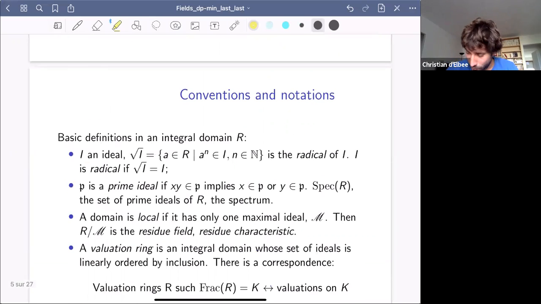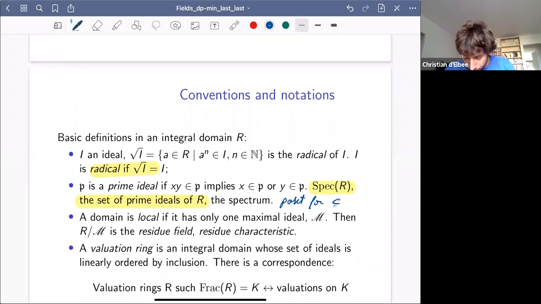So let's go through some conventions and notations. I think everybody knows what an ideal is in a ring. You can form the radical of this ideal by looking at all the elements such that some power of this element falls in the ideal. An ideal will be called radical if it is equal to its own radical. A prime ideal is an ideal such that the complement is stable by multiplication, and what we call the spectrum is the set of all prime ideals of R. It's a topological space, and it's a poset for the inclusion, and the order type of this poset gives information on the ring, the domain.